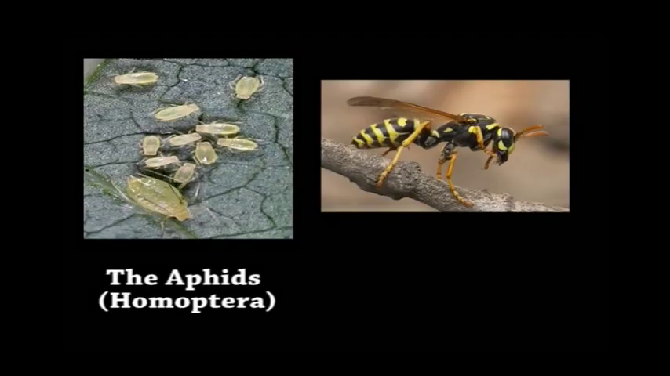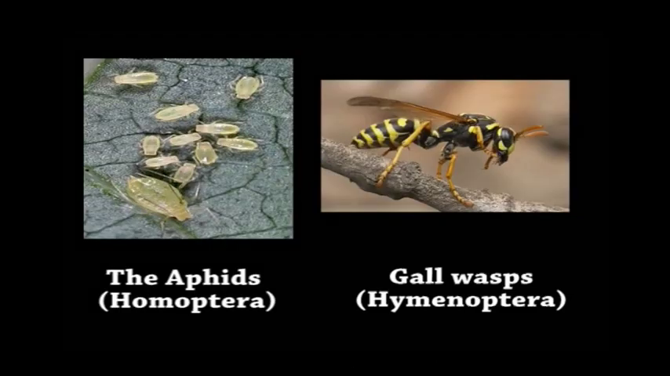The life cycles are usually complicated, involving alternate hosts, winged and non-winged adults, different feeding patterns, etc. The aphids or Homoptera and the gall wasps or Hymenoptera are the most typical of these groups.